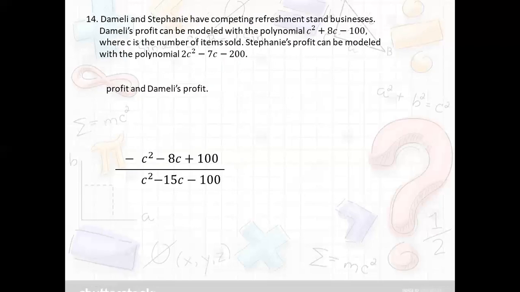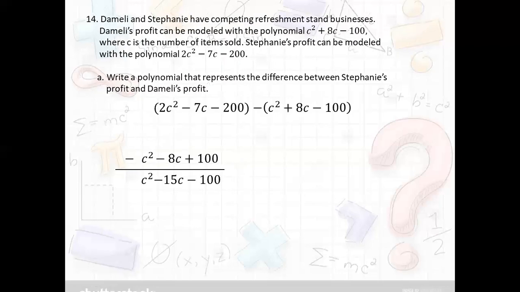All right. The next question is question number 14. I'm quite not sure how to pronounce this name. Is it Dainley or Demeli? I have no idea because I've never heard this name before. So for the purpose of teaching this question, let me call this name Dainley. Okay, fine. Dainley and Stephanie have competing refreshment stand businesses.